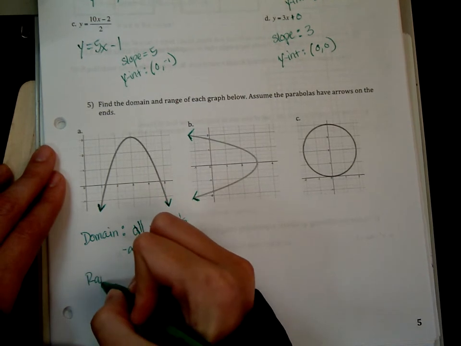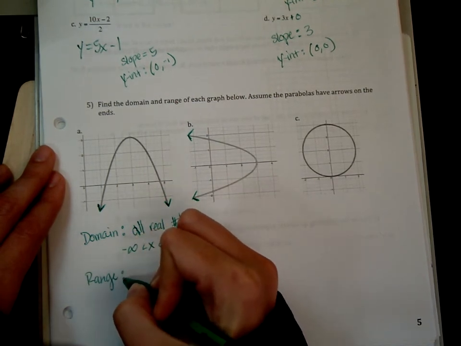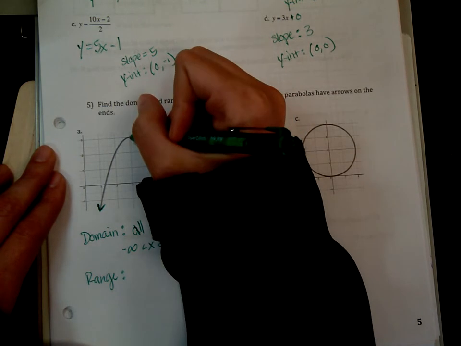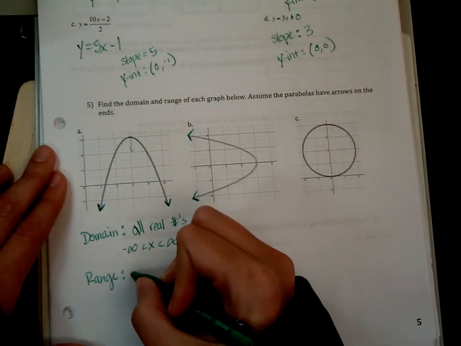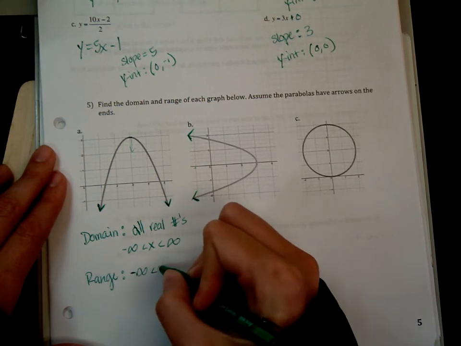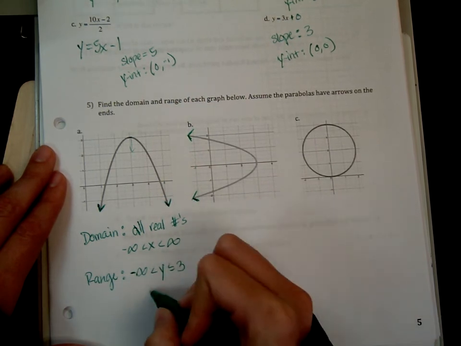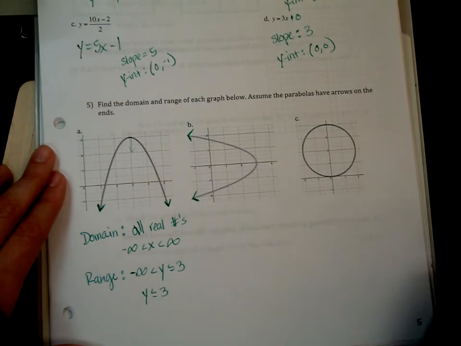The range is the highest y value is 3, and then they just go down from there. So the range is either negative infinity to 3, or you could just say y is less than or equal to 3.